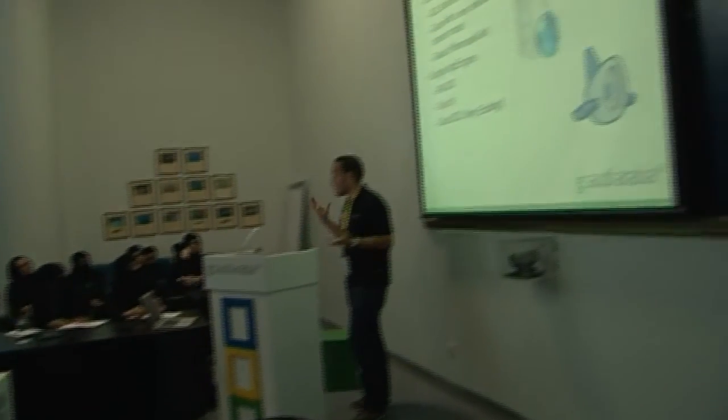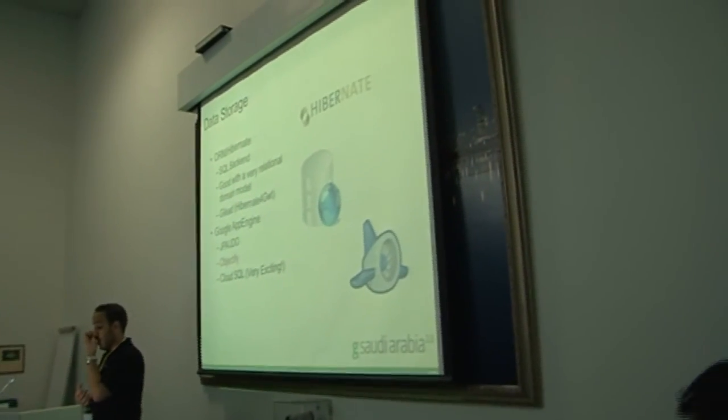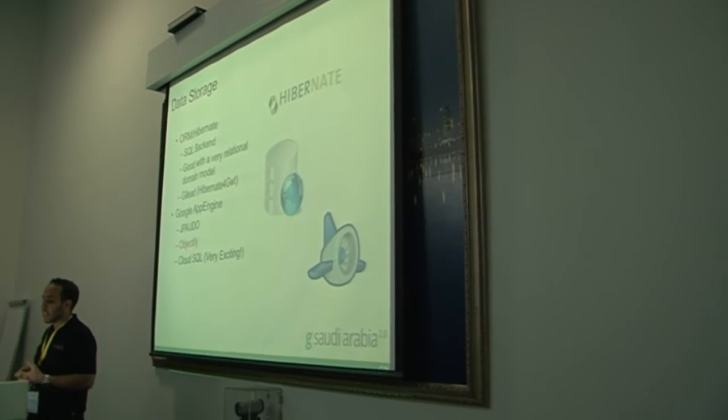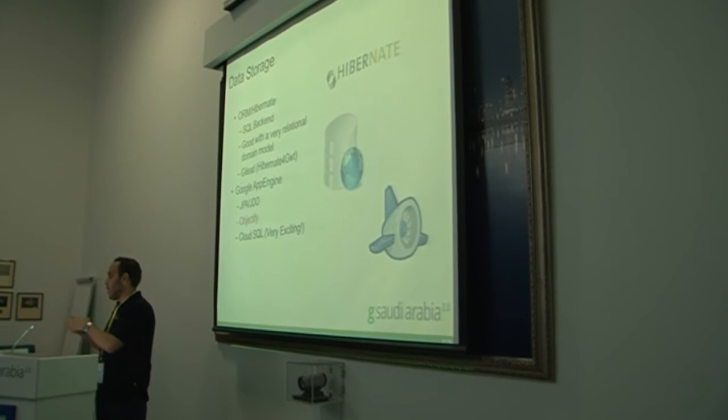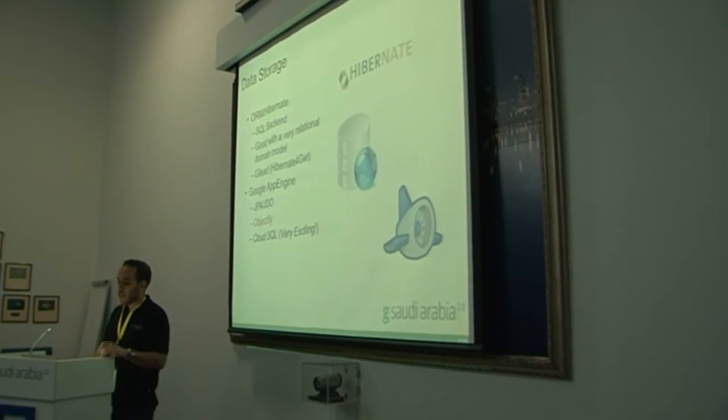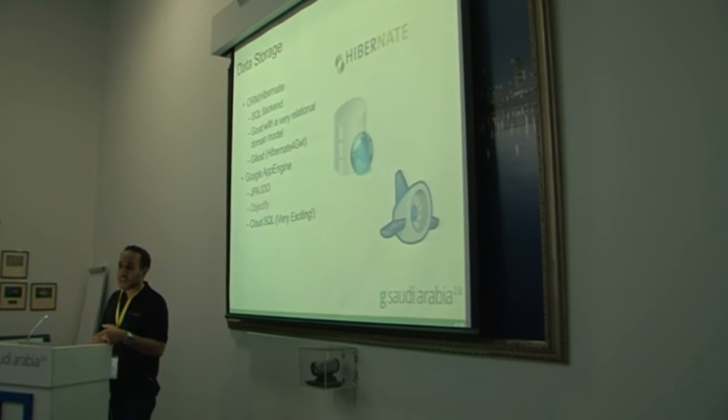Like you were saying, if you have an existing SQL backend, you can integrate it. There's something called Gilead or Hibernate for GWT that'll let you take the model objects that you have in Hibernate and pass them up to the front end. But in this case, we use something called Objectify.